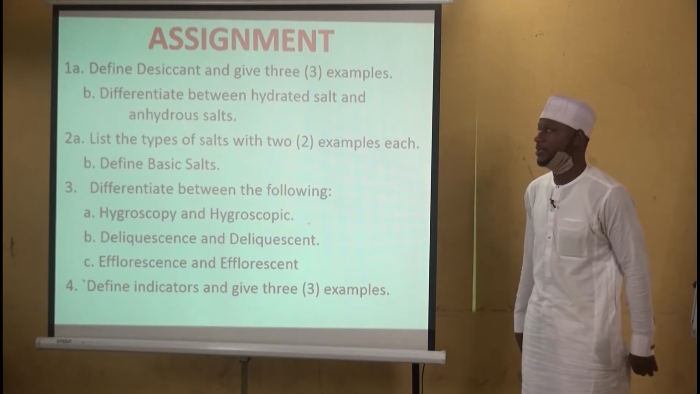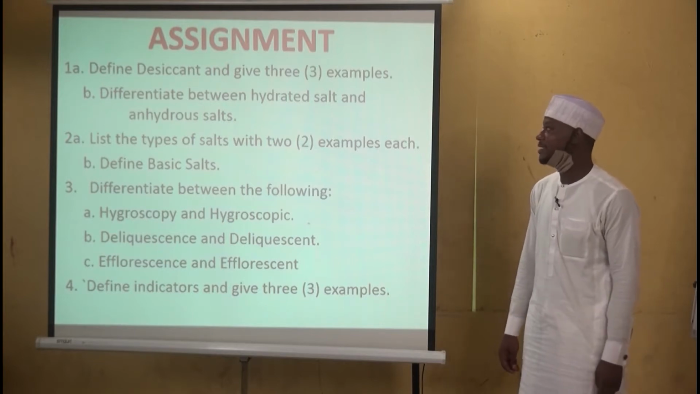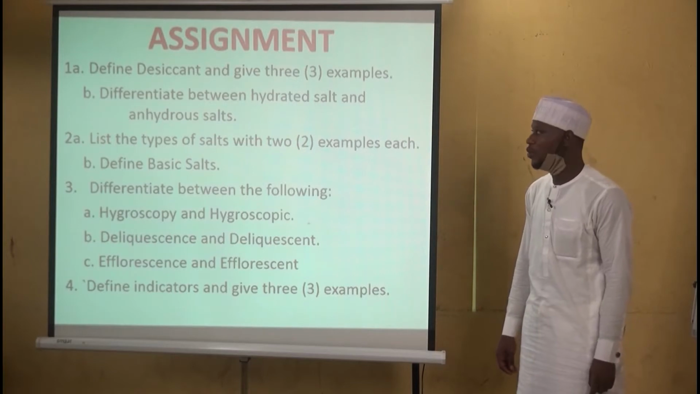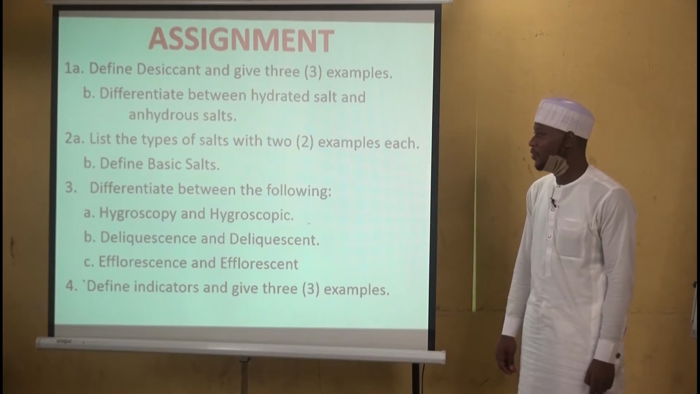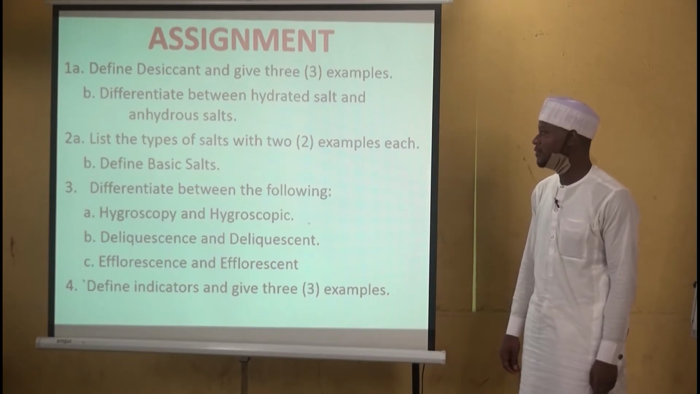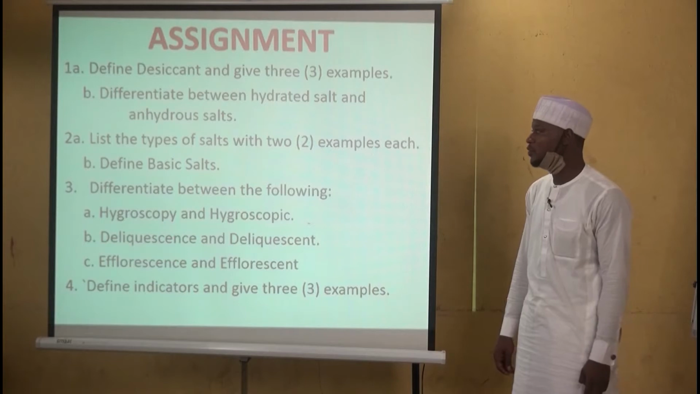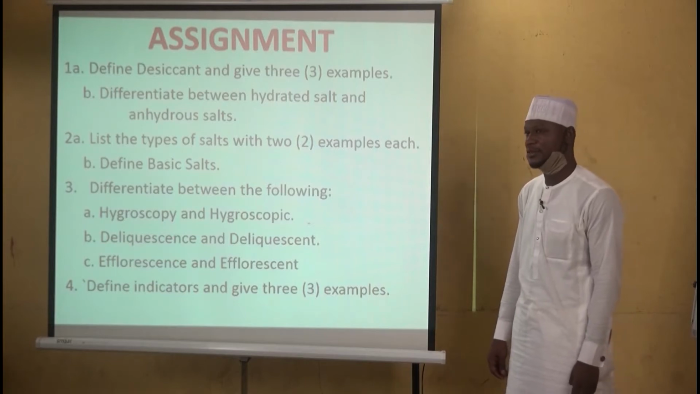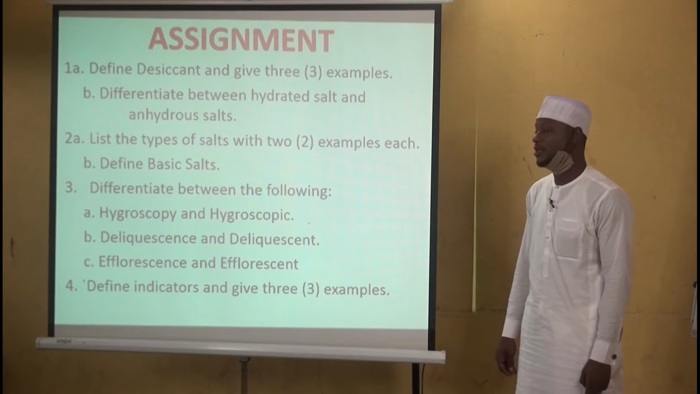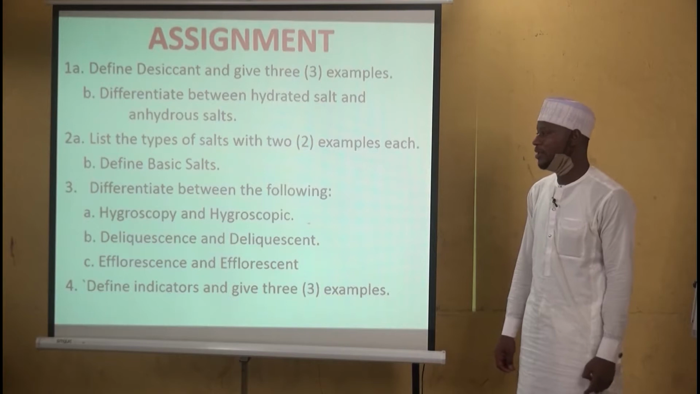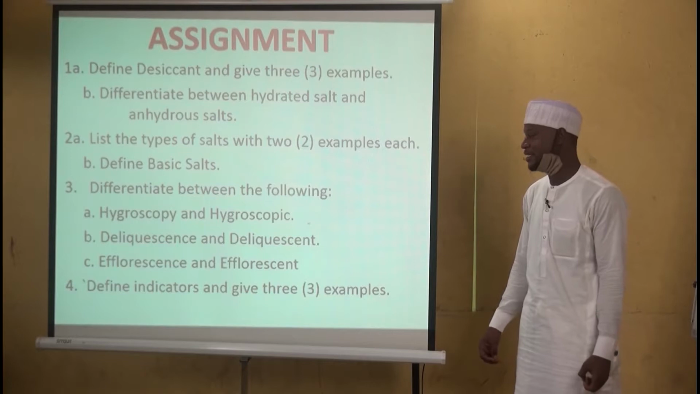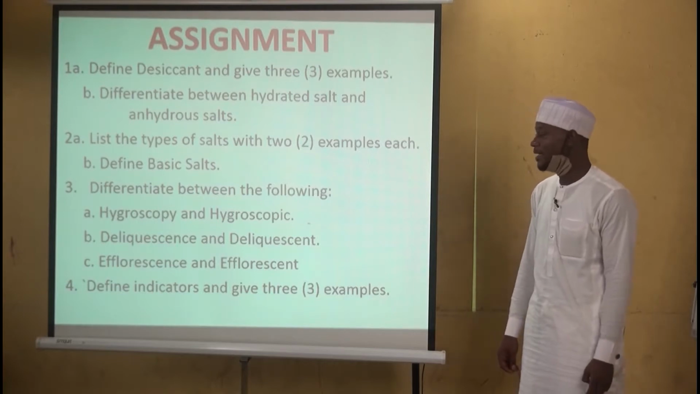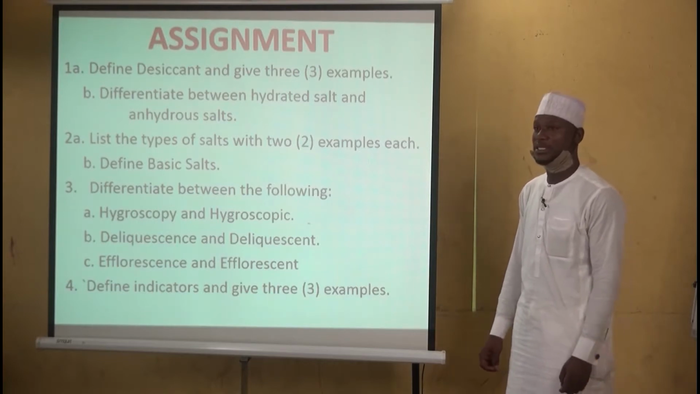I'll take the questions again. Question 1A. Define desiccant and give 3 examples. 1B. Differentiate between hydrated salt and anhydrous salt. Question 2A. List the types of salts with 2 examples each. 2B. Define basic salt. Question 3. Differentiate between A. Hygroscopy and hygroscopic substances, B. Deliquescence and deliquescent substances, C. Efflorescence and efflorescent substances. And then question 4. Define indicators and give 3 examples each.